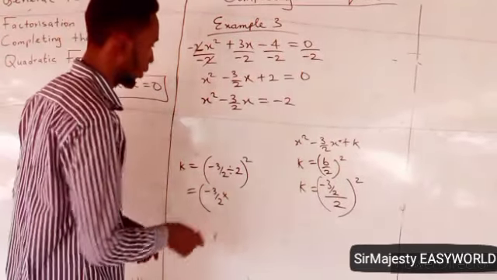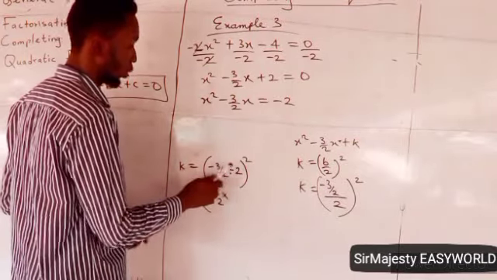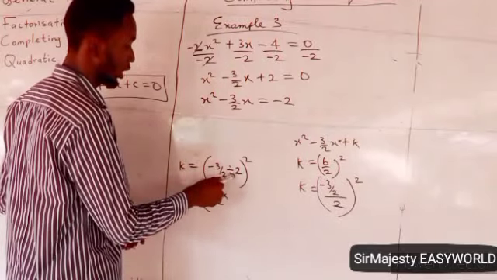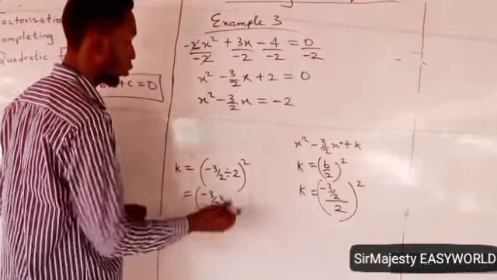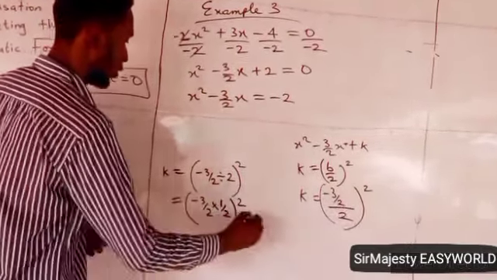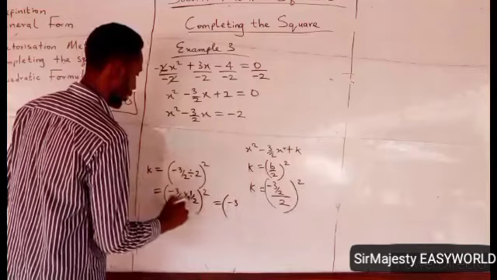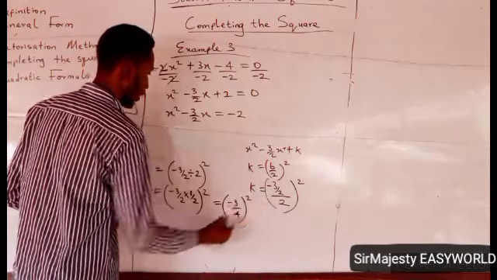Okay, so we have minus 3 over 2 divided by 2, all squared. So we focus on the term inside the bracket. We want to simplify it first. So we change this division to multiplication and take the reciprocal of 2, which is 1 over 2, all squared. So this gives us minus 3 times 1 over 2 times 2, which is 4, all squared.